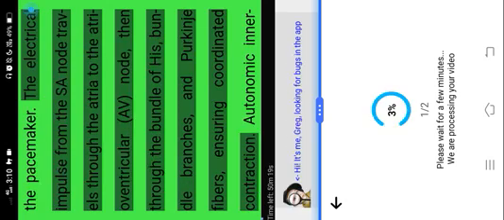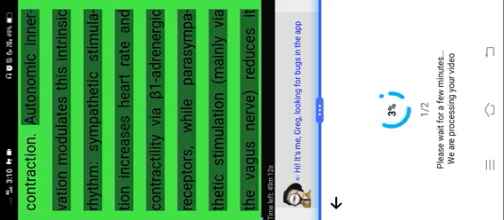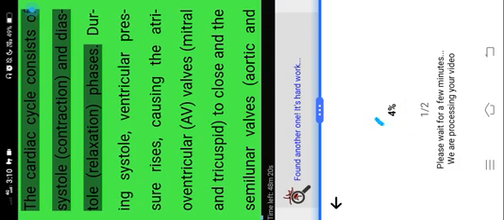The electrical impulse from the SA node travels through the atria to the atrioventricular AV node, then through the bundle of His, bundle branches, and Purkinje fibers, ensuring coordinated contraction. Autonomic innervation modulates this intrinsic rhythm. Sympathetic stimulation increases heart rate and contractility via beta-1 adrenergic receptors, while parasympathetic stimulation, mainly via the vagus nerve, reduces it through muscarinic receptors. The cardiac cycle consists of systole, contraction, and diastole, relaxation phases.